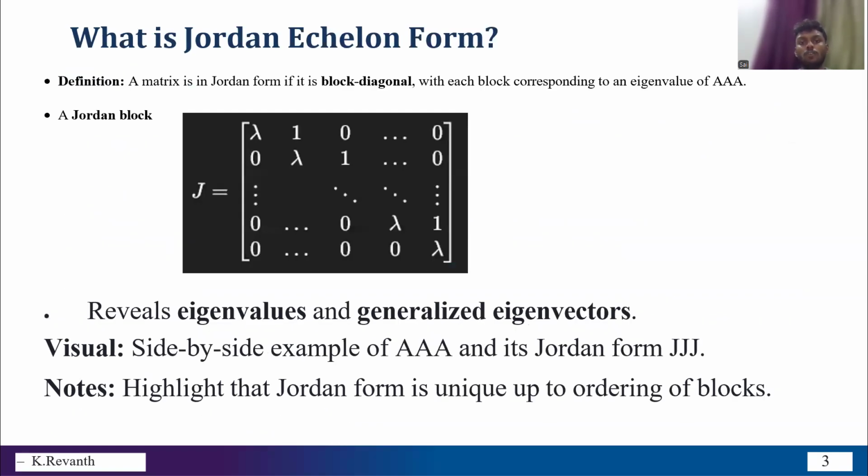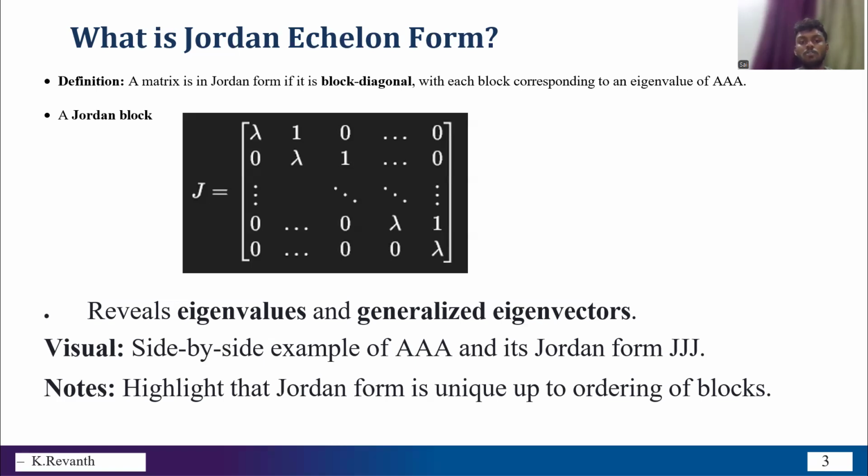What is Jordan echelon form? Now let's understand what Jordan echelon form actually means. A matrix is said to be in Jordan canonical form or Jordan echelon form if its main diagonal contains small square blocks called Jordan blocks, and all elements outside these blocks are zero. Each Jordan block corresponds to an eigenvalue of matrix A.